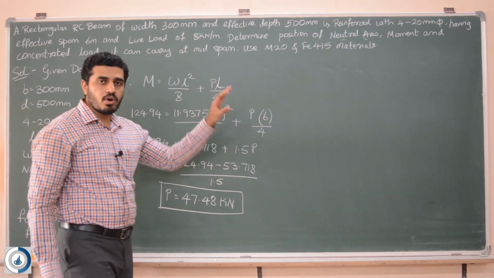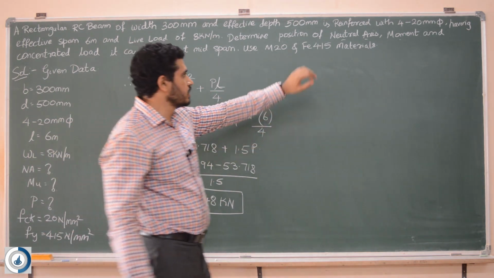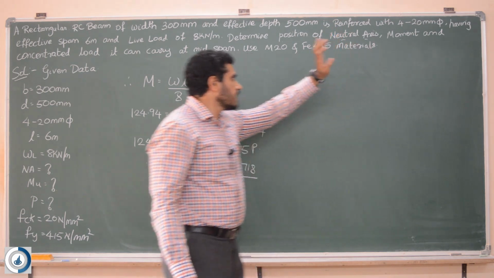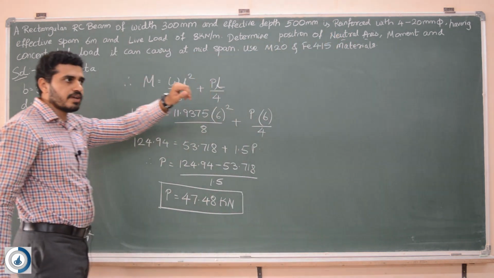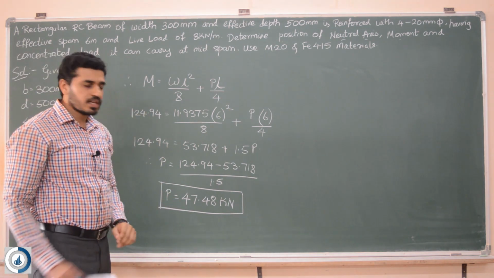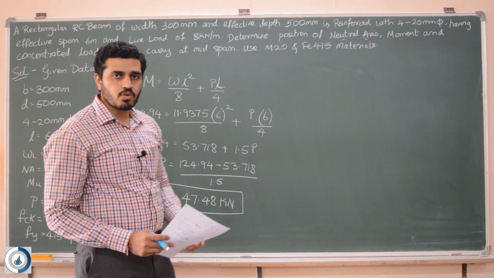So in this whole problem, we have seen three types of calculations. First was the position of neutral axis, then the usual moment of resistance value, and then we calculated the point load at midspan. I hope all the explanation was clear to you.